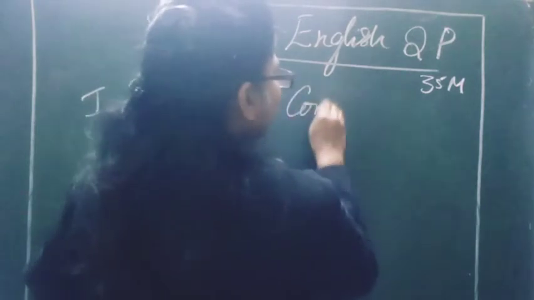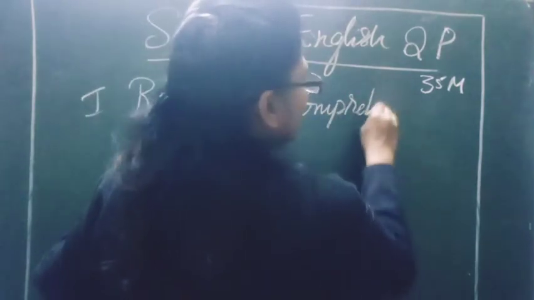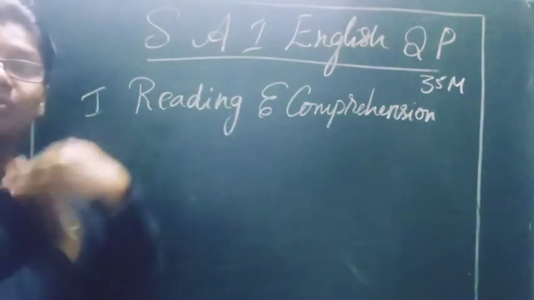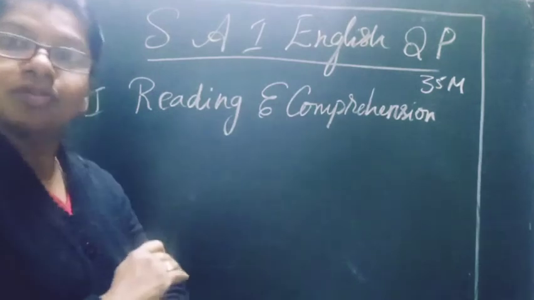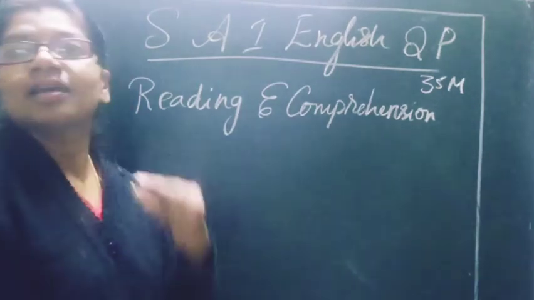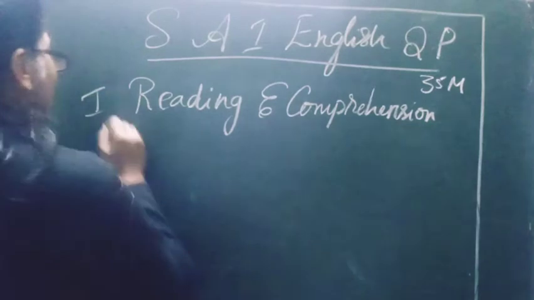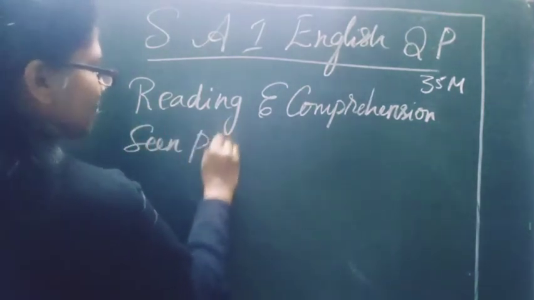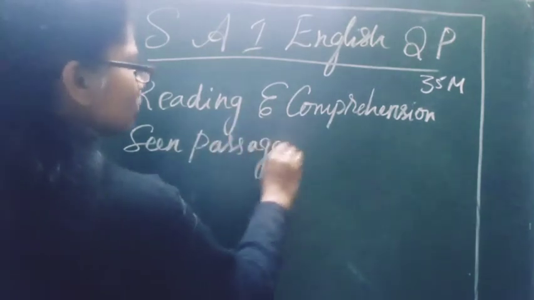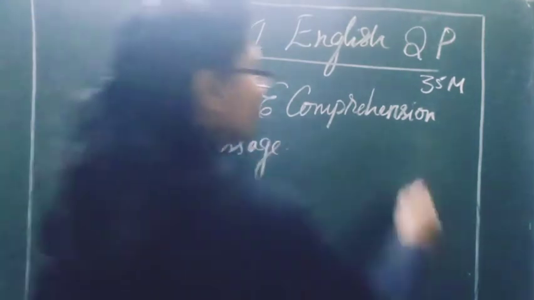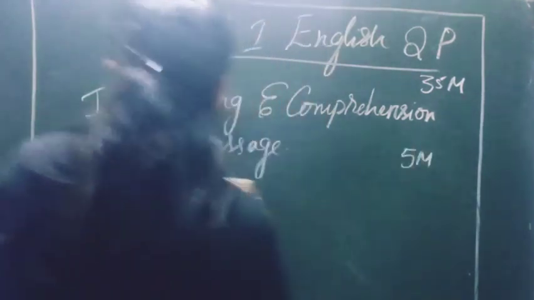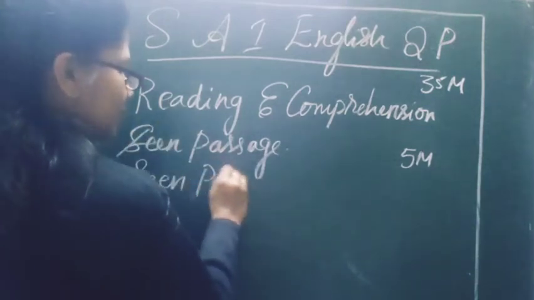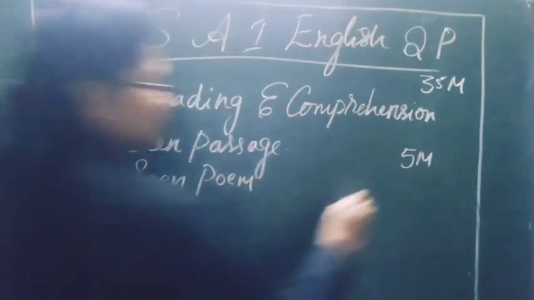In this you are going to get a seen passage at first. Seen passage means the passage from your textbook, a known passage that you worked on, read, and comprehended already. So the first one is the seen passage. I'm going to pick a passage from your textbook and ask you questions, 5 questions for 5 marks. And then the seen poem. Again, I'm going to pick one poem from your textbook and ask questions on that one. This is for 5 marks.